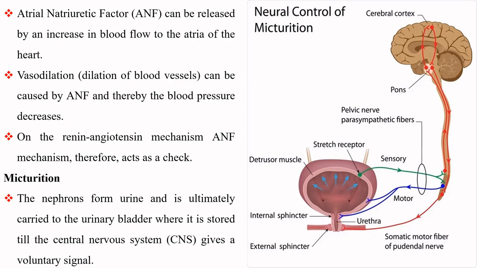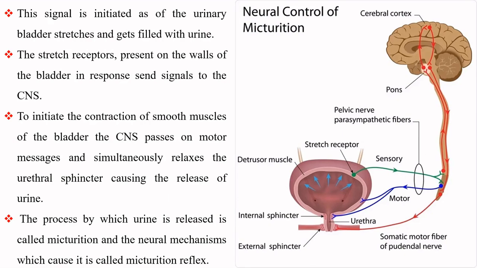Micturition. The nephrons form urine, which is ultimately carried to the urinary bladder, where it is stored until the central nervous system gives a voluntary signal. This signal is initiated as the urinary bladder stretches and gets filled with urine. The stretch receptors present on the walls of the bladder in response send signals to the CNS. To initiate the contraction of smooth muscles of the bladder, the CNS passes on motor messages and simultaneously relaxes the urethral sphincter, causing the release of urine.